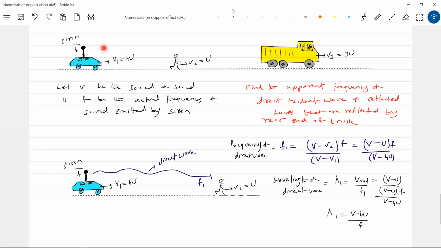So first I should discuss the Doppler effect between the siren and the truck, between the car and the truck. Next, the Doppler effect between the truck and the person. Getting the methodology. Let's take the diagrams. It will be easy for you to follow.